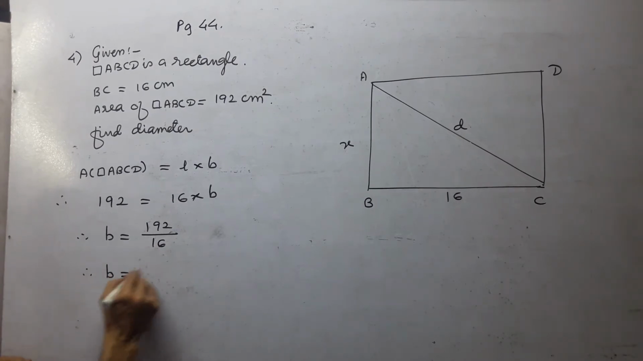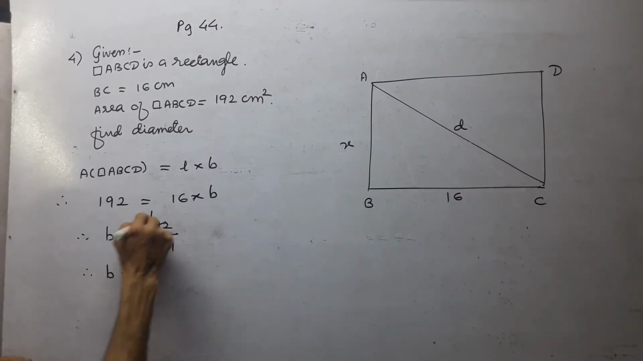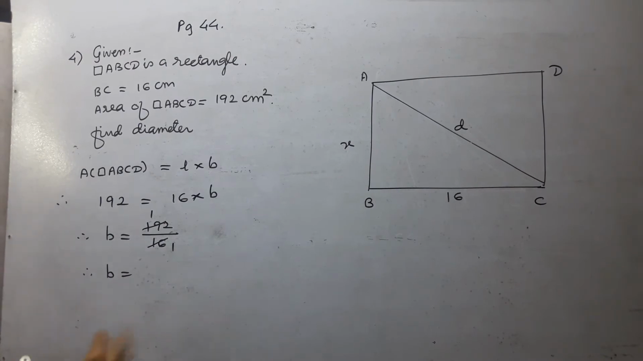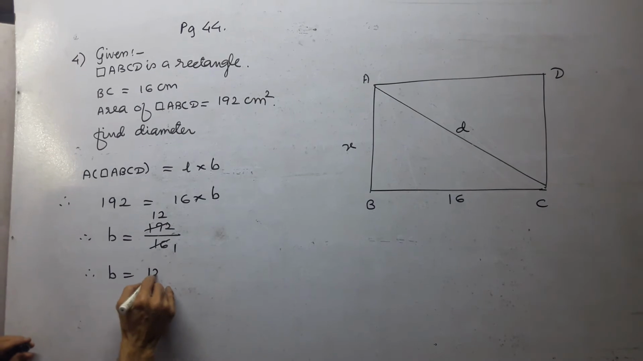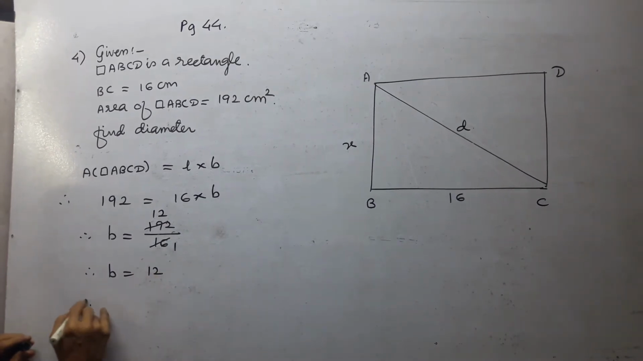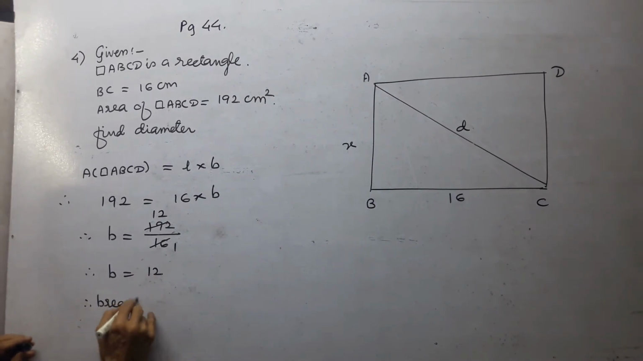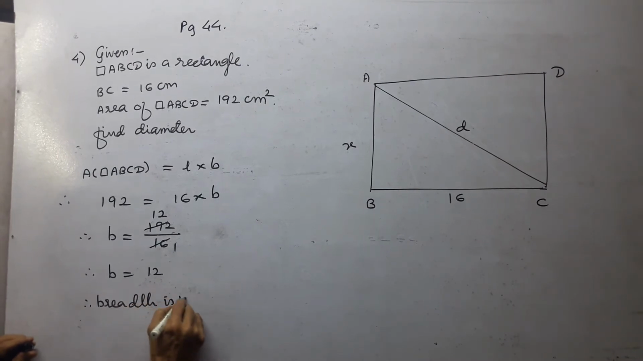So B is equal to, now 16 ones are 16, 17, 18, 19, 3 remains. So write a 3, so 16 2s are 32, so 12. So breadth, therefore, breadth is 12 centimeter.